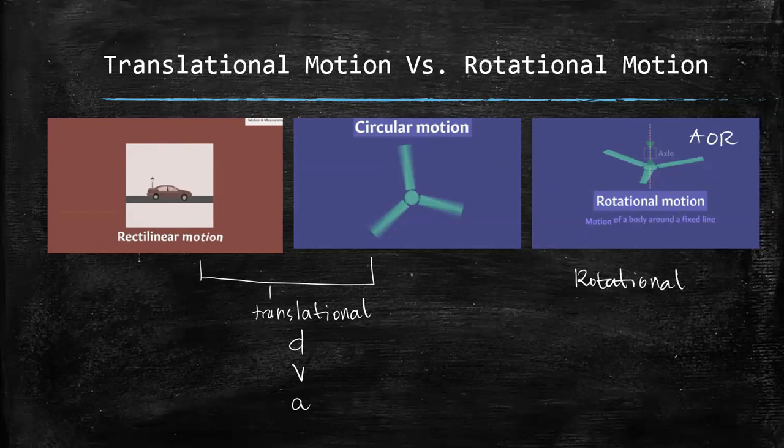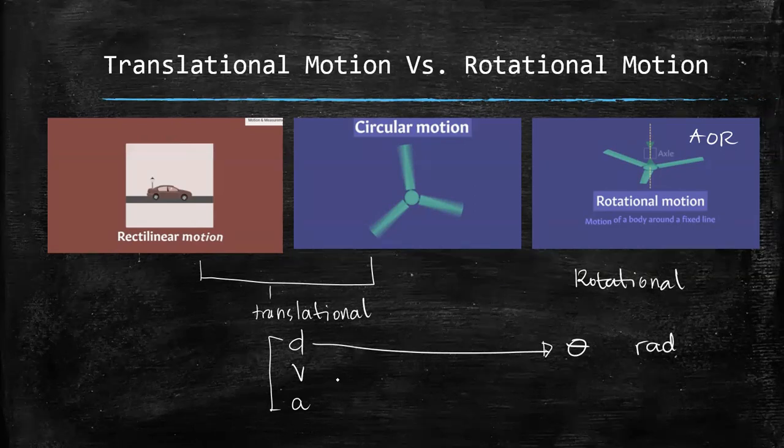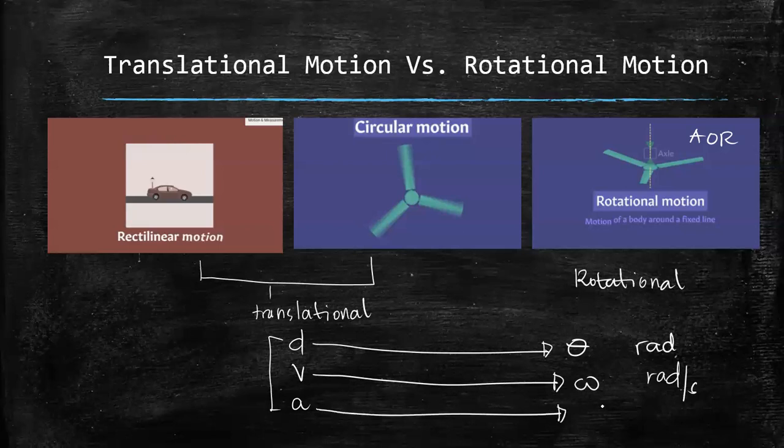So for these two types of motion to be interrelated with one another, we have to convert or find the counterpart of these quantities in rotational motion. For distance or displacement, we express the change in distance in terms of theta, or the angular displacement. The unit used for angular displacement is rad, because the SI unit for angular displacement is in radians. Second, we have velocity. The counterpart of it for rotational motion is the angular velocity, written as omega, with units of rad per second. And then lastly, we have acceleration. The angular acceleration is expressed as alpha, and the unit used is rad per second squared.